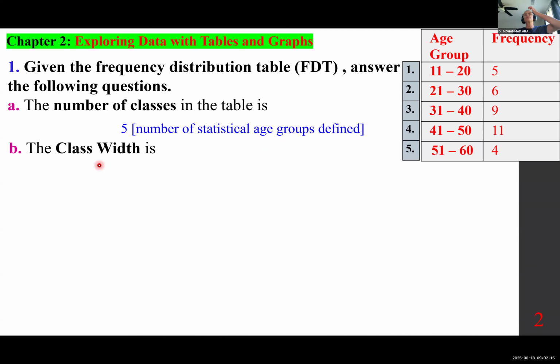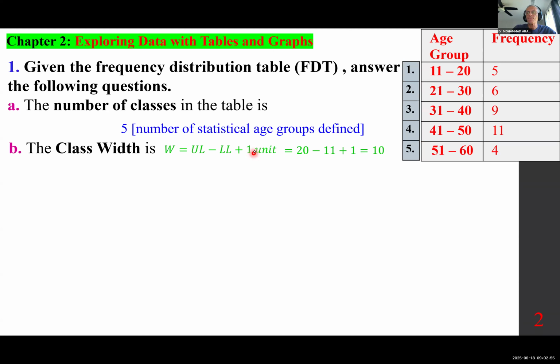What's the class width? This distance is called the class width. How do you calculate it? UL, upper limit, minus LL, lower limit, plus 1 unit. Now, it's important to understand 1 unit. It depends on the unit that is being used. It's in thousands, or it's just unity, or 0.1. So 20 minus 11, or 30 minus 21, or 40 minus 31, and we add 1. Becomes 10.